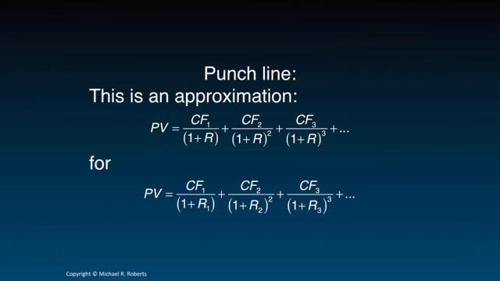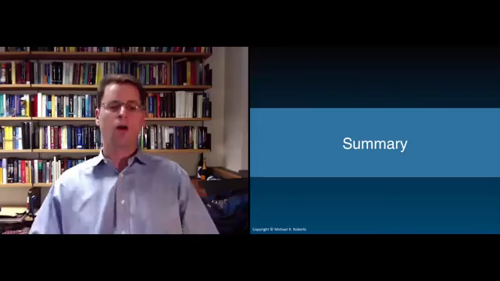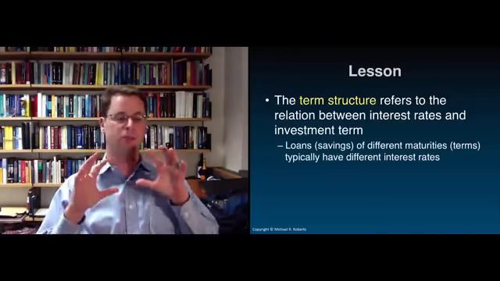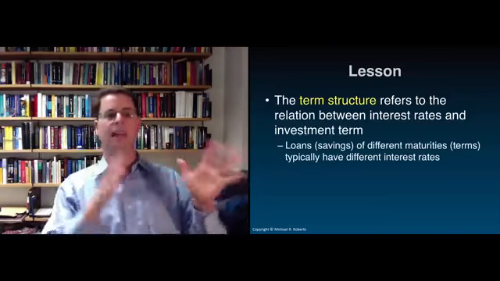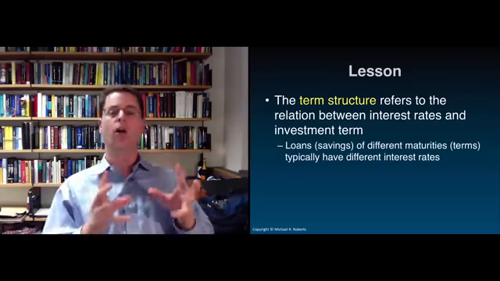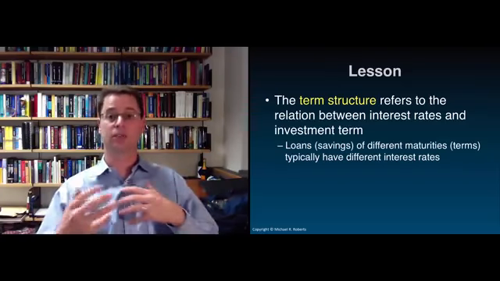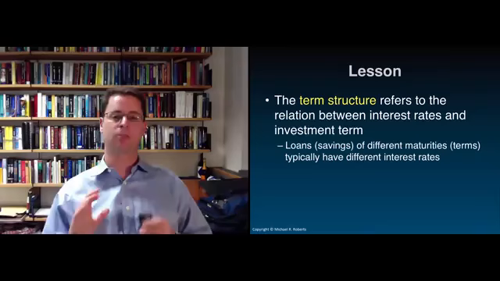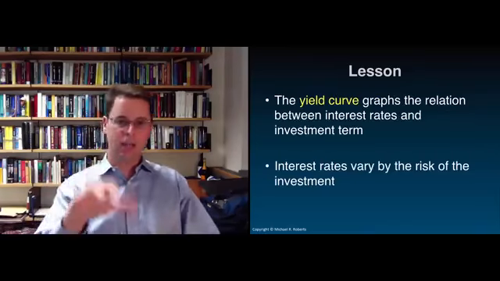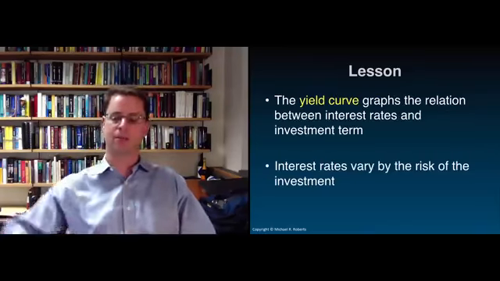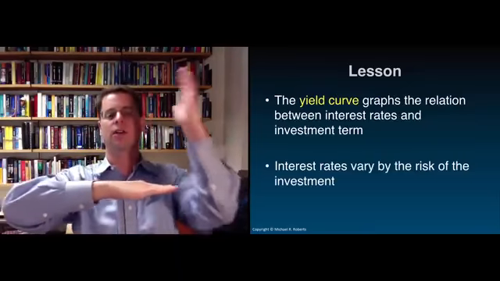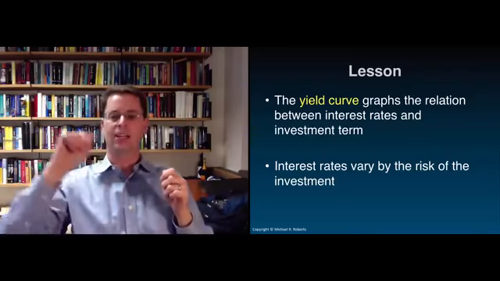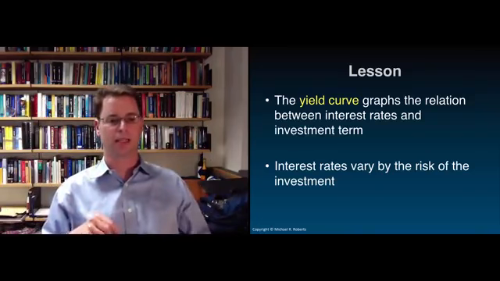Okay, so let's wrap up here. What did we talk about today? We talked about the term structure of interest rates, which captures the relation between interest rates and the investment term. Loans or savings of different maturities, different terms, will often have different interest rates, and that relation is captured by the term structure. The yield curve simply graphs the term structure. It plots the maturity on the horizontal axis and the yield or the interest rate on the vertical axis, and that shows us the relationship between investment term and interest rate.